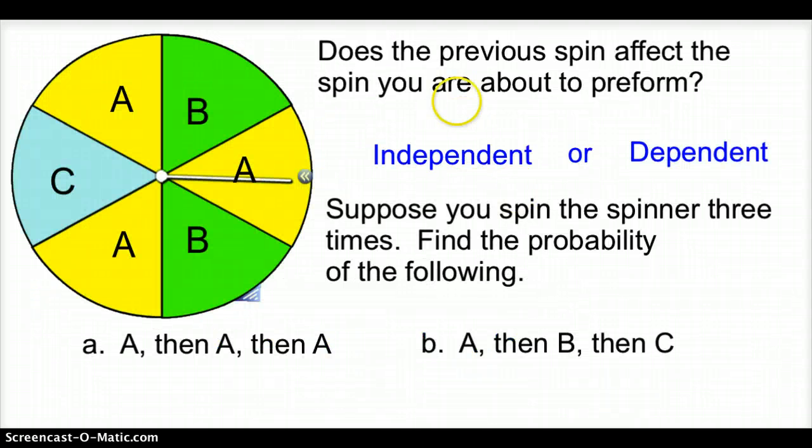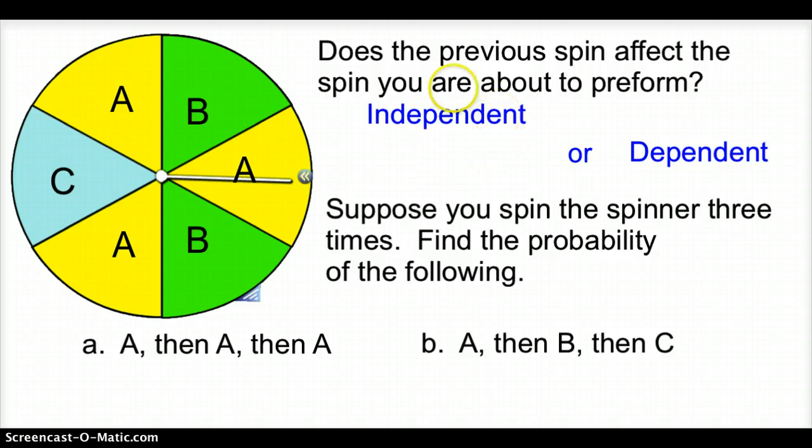So let's try a couple of them. First, does the previous spin affect the spin that you are about to perform? So does the first spin affect the second spin? No, it does not. So what does that make it? It makes it independent events. So suppose now we spin the spinner 3 times. What is the probability that it lands on A, then A again, and then A one more time? Well, how do we find the probability of independent events? Look back to your last slide. We find the probability of independent events by multiplying the probability just straight across the board.